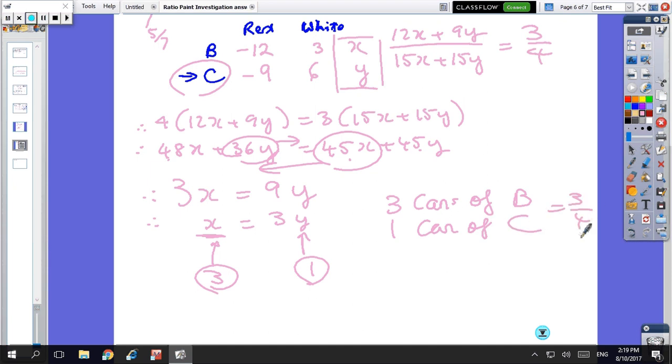Okay, and you can test that out. With the other one, with B and D, we weren't given the size of the D container, so it does get a little bit trickier, but the B and C was much easier to prove.